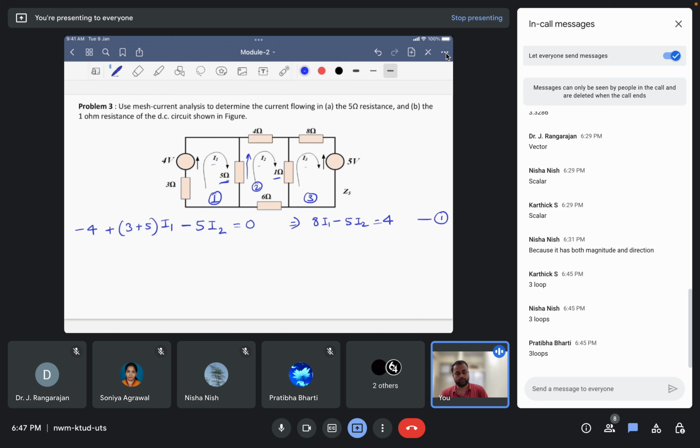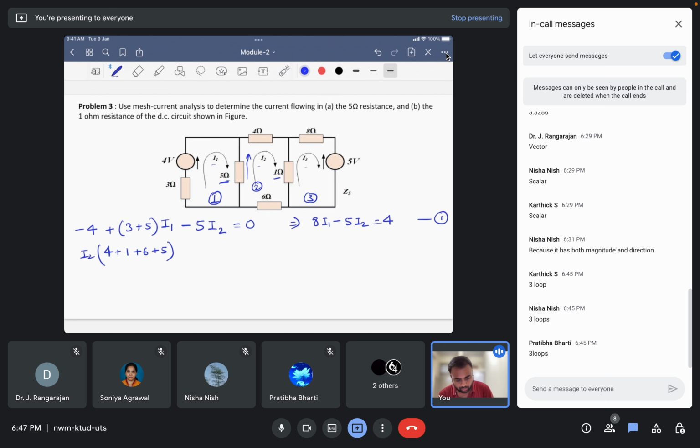Similarly, for loop number 2, we have to write again. So please write for loop number 2. Again we know that the same current I2 is flowing through all the resistors. This is not the total current but a component of current I2. So we'll be writing current I2. This is flowing through the 4 ohm resistor, 1 ohm resistor, 6 ohm resistor, and a 5 ohm resistor. So we have written all the resistors through which a component I2 of current is flowing.